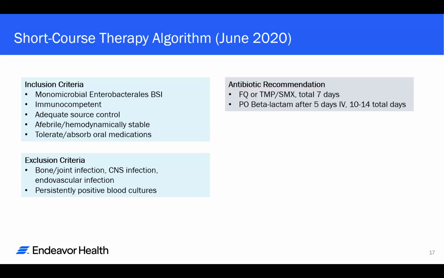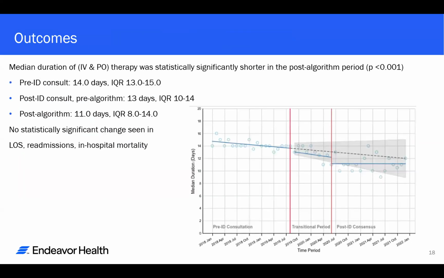10 to 14 days. And when we looked at our results here, going from the baseline, we had 14 days, which was right in line with what we were seeing nationally. Putting in the ID consult really didn't change anything. We were at 13 days there. But after we put the algorithm in place, we went down to 11 days, and this was statistically significantly different.